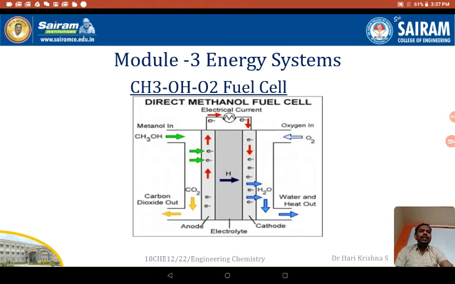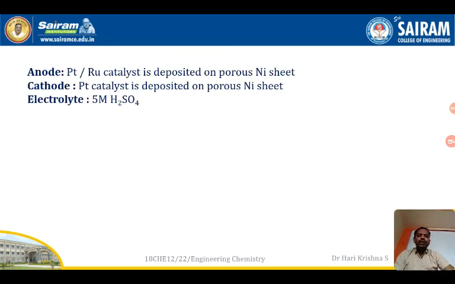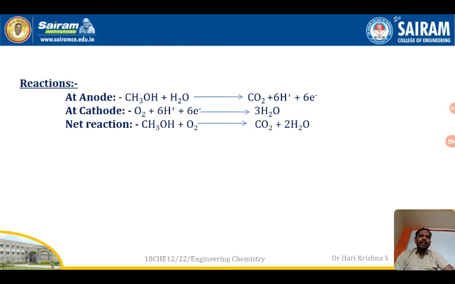Let us see the reactions. At the anode, as discussed, it is a platinum or nickel sheet coated with platinum or ruthenium, which acts as a catalyst. The cathode is once again a nickel sheet coated with platinum, which acts as a catalyst. The electrolyte is 5 molar sulfuric acid. The reactions which occur are redox reactions. At the anode, methanol undergoes oxidation. At the cathode, oxygen undergoes reduction. So these redox reactions occur.